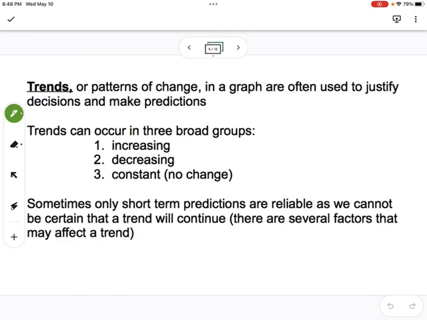Okay, so certain words that we've used for trends. So we've talked about increasing, decreasing, and having a constant growth. So trends or patterns of change in a graph are often used to justify decisions and make predictions. Trends can occur in three broad groups: increasing, decreasing, and constant, or there is no change. Sometimes only short-term predictions are reliable, as we cannot be certain that a trend will continue. There are several factors that may affect a trend.